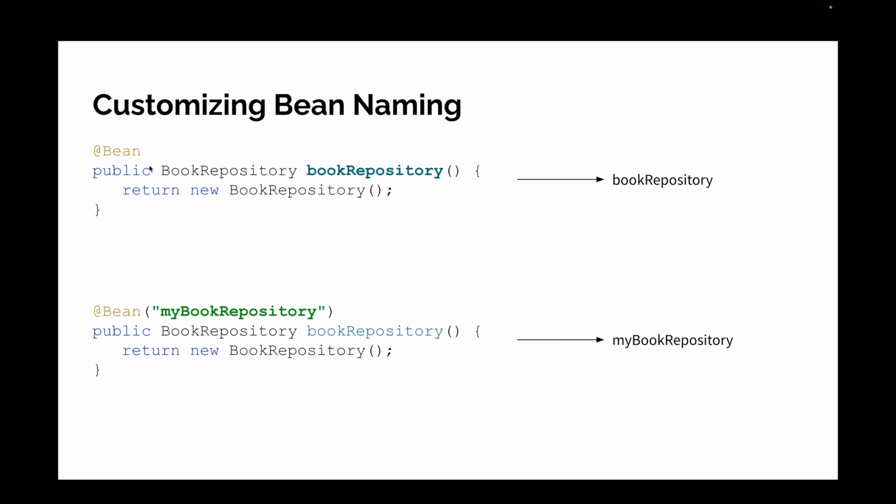Let's say you don't specify any name on the bean annotation, then the default name is the name of the method. So your method name is bookRepository with a small b, and that will be the name of the bean. And let's say while creating the second bean, you specified myBookRepository with the bean annotation. So that will be used as the bean name. The bean name will be myBookRepository.